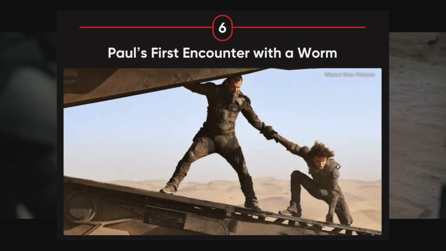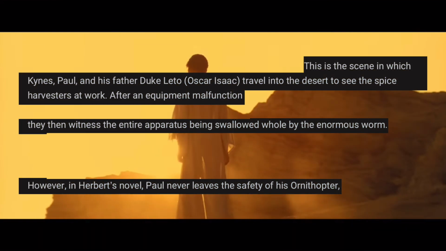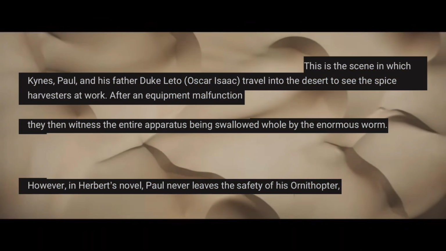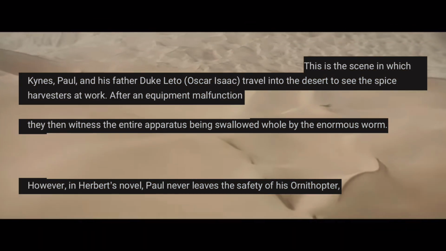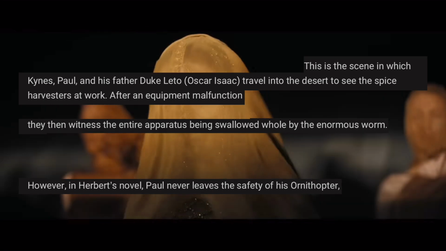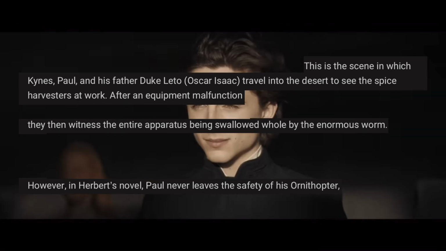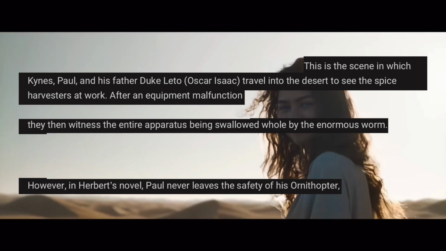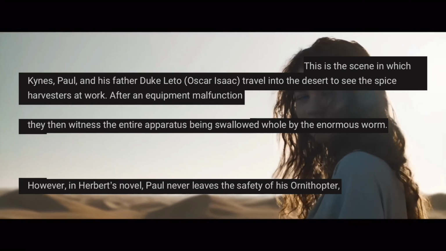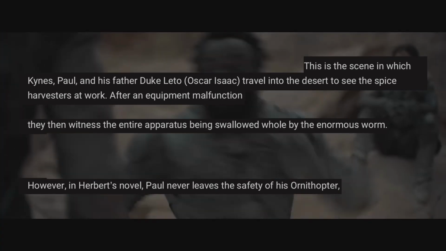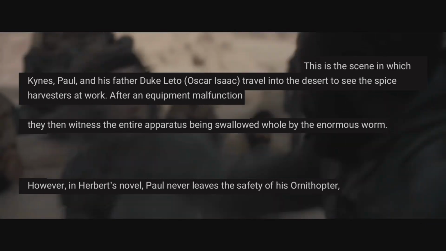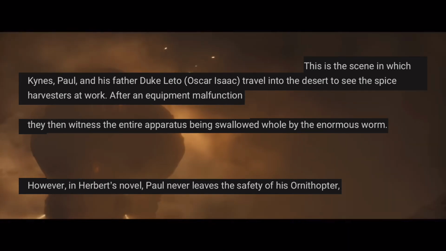Number 6, Paul's first encounter with the worm. This is the scene in which Kynes, Paul, and his father Duke Leto travel into the desert to see the spice harvesters at work. After an equipment malfunction, they then witness the entire apparatus being swallowed whole by the enormous worm. So in the film, Paul almost dies, almost consumed by the worm along with the harvester.